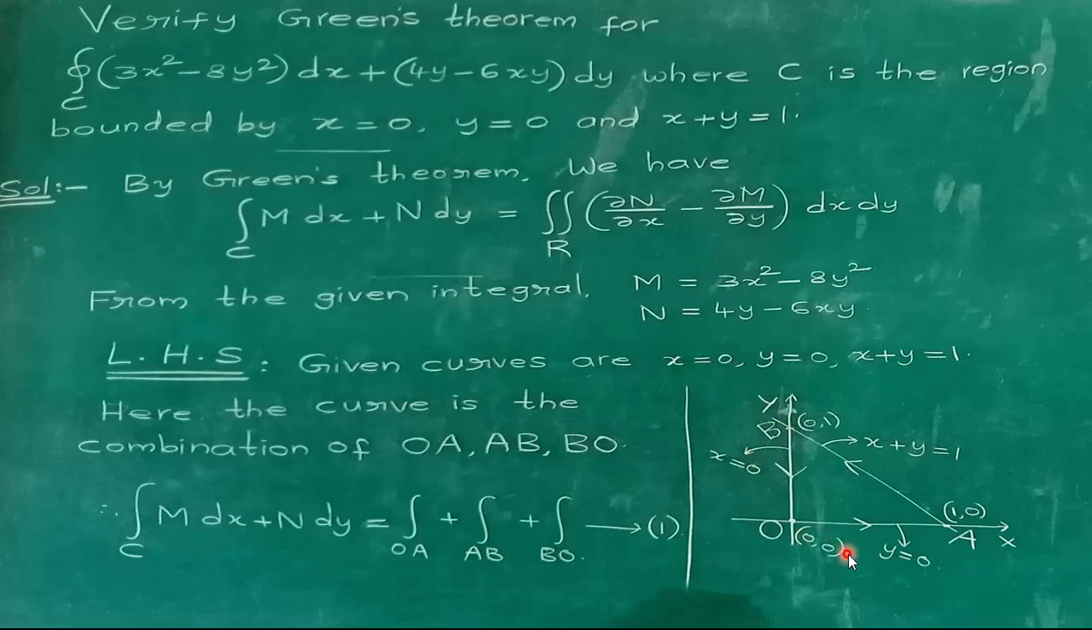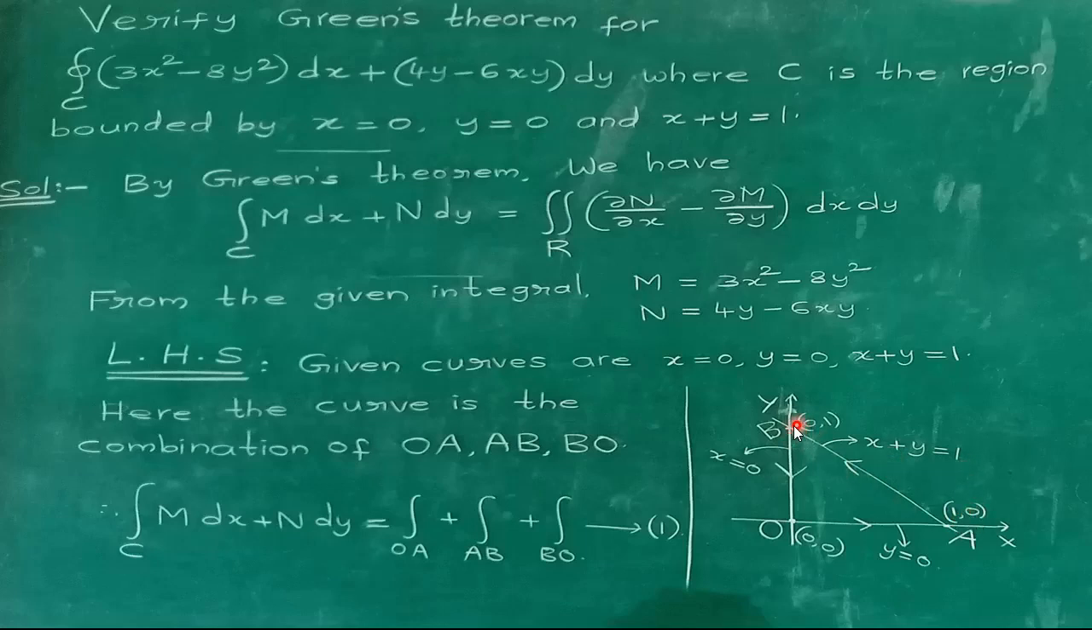X is equal to 0 is nothing but y axis, y is equal to 0 is nothing but x axis, x plus y is equal to 1 is a straight line. This is the straight line, x plus y is equal to 1. So what are the intersection points? This is origin, the coordinates are 0, 0. Now I am taking this intersection point as A. This is the intersection point of y is equal to 0 and x plus y is equal to 1. Substitute y is equal to 0 in this straight line. What will we get? X is equal to 1, means 1, 0.